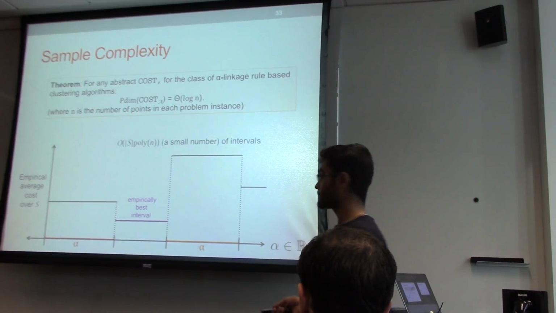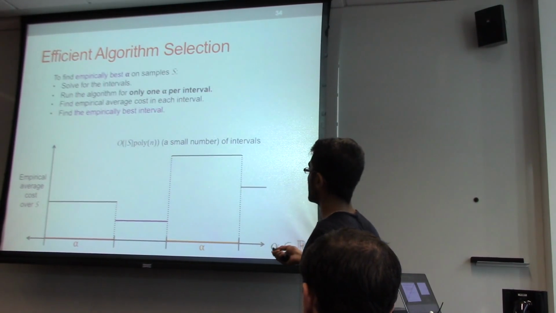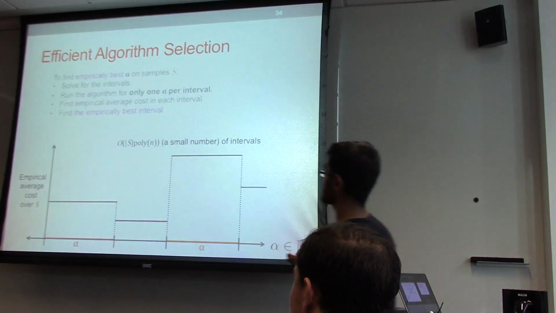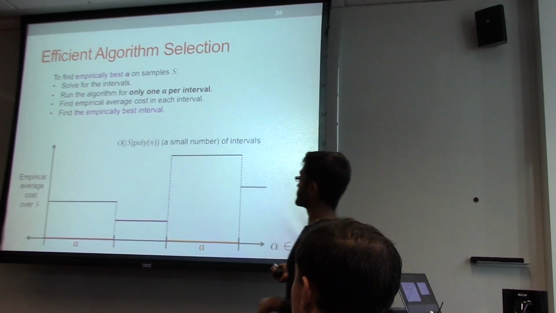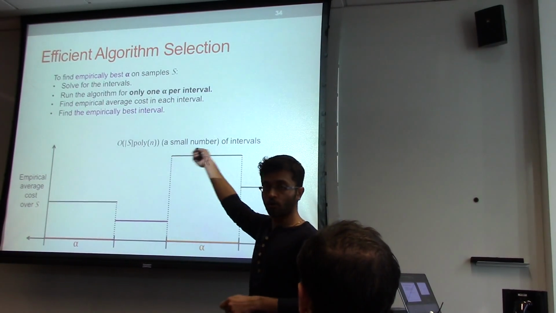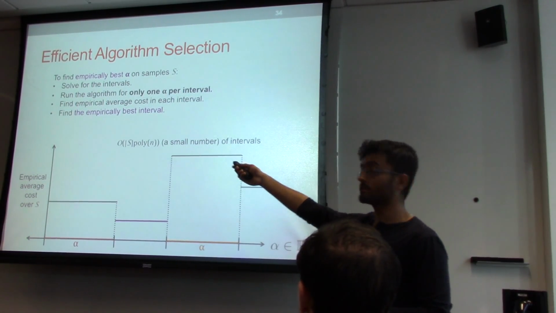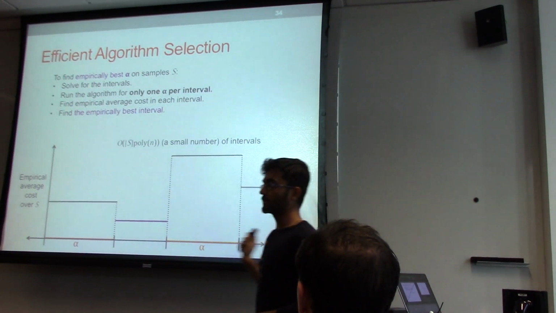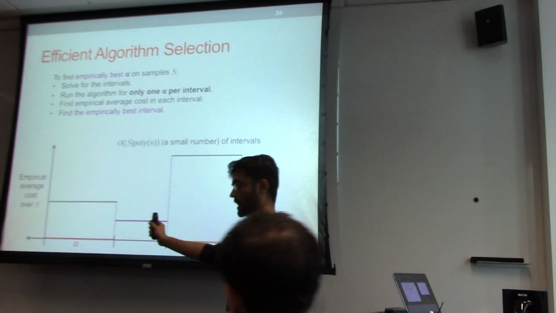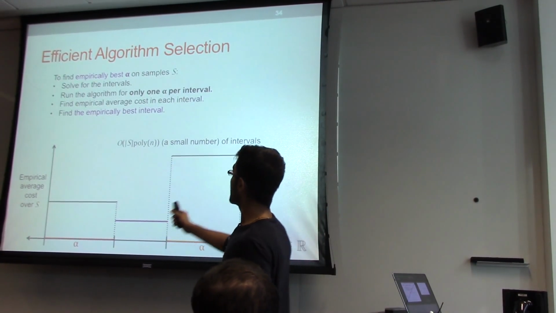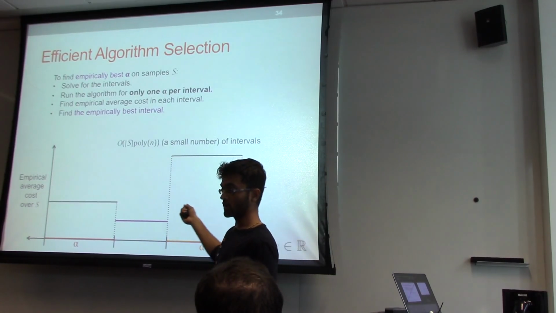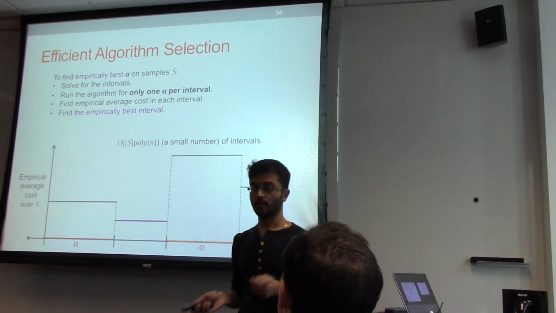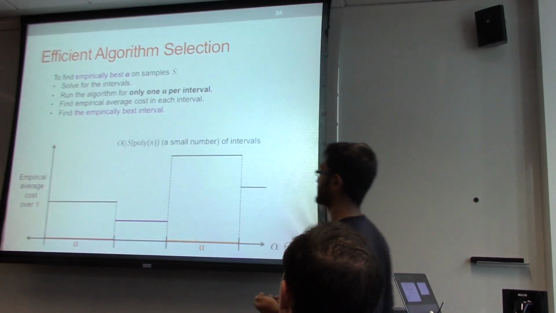So, now that I don't need too many samples, can I have an efficient algorithm selection procedure? All that we need to do now is show how we can solve for the intervals, and then we run the algorithm for only one alpha per interval. Instead of having to run the algorithm for every alpha, since the empirical average cost for a given set of instances is going to be the same within each interval, I only need to pick some alpha from each interval once I've found the intervals.